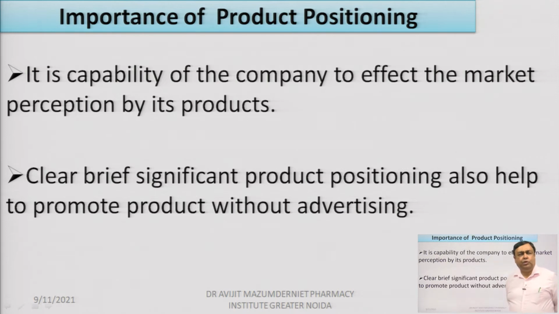So, the importance of product positioning, in the current context, is that it is the capability of the company to affect the market perception by its product. It should touch the customers, it should touch the values of the customers by its product. Clear, brief, significant product positioning also helps to promote the product without putting too much expenditure on advertisement. If your idea is clear and you are focused, you can very easily position your product amongst the customers without investing much in advertisement.